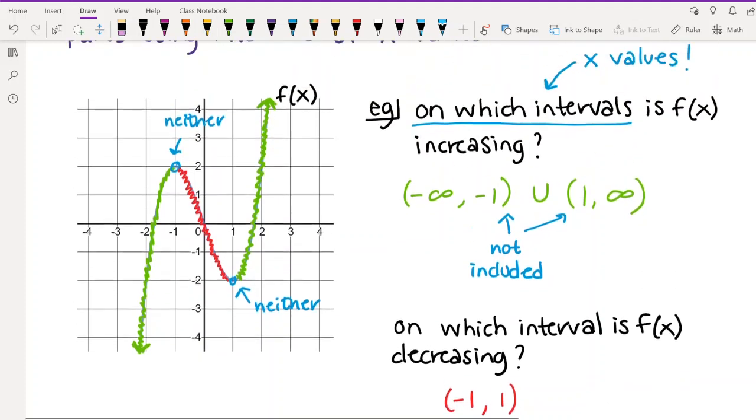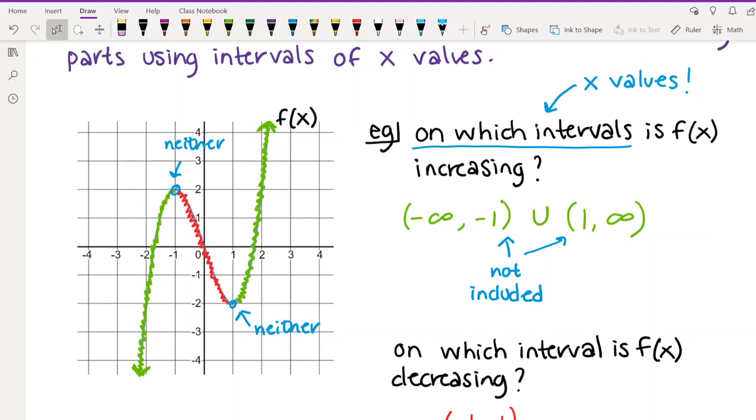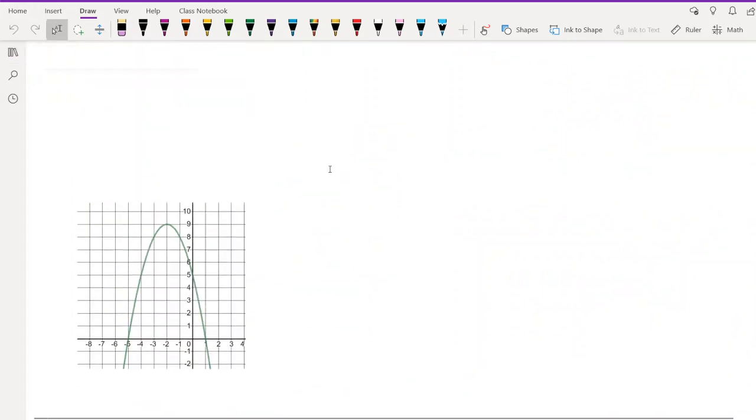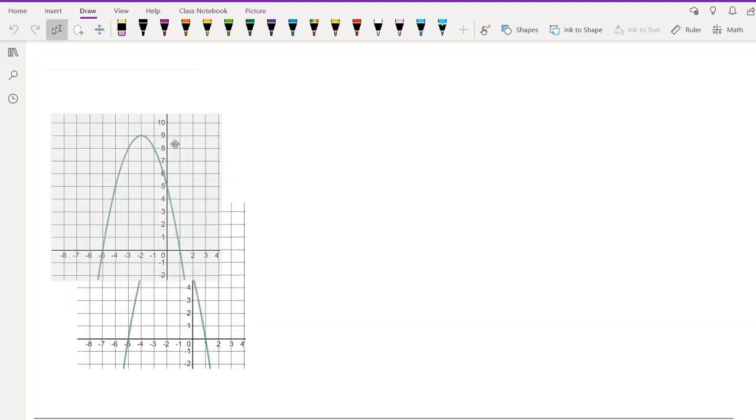Okay, so we're going to go now and actually talk about the next topic, which is local maxima and minima. And then at the end, we'll do an example that reviews everything. So we'll do another example of increasing and decreasing at the end of this video. Okay, so before we talk about local maxima and minima, we need to talk about something called an absolute maximum and an absolute minimum. So I have an example pulled up here.